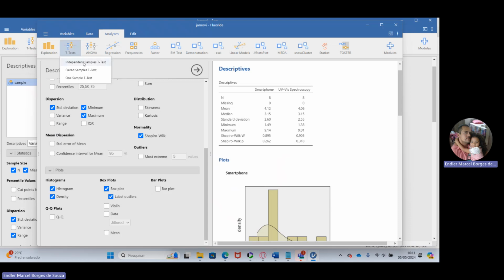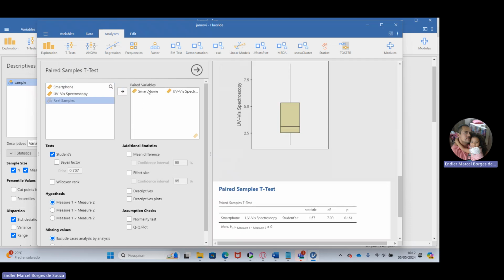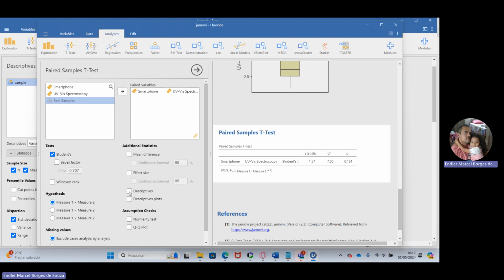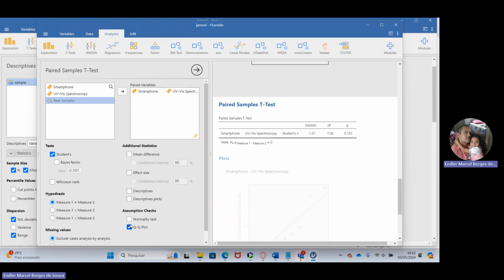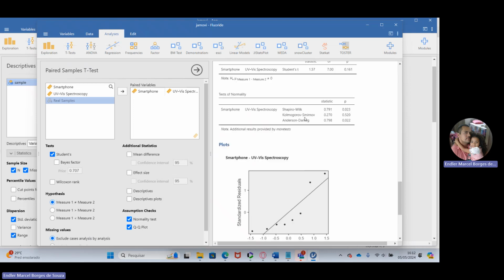We are going to T-Tests. We are going to Paired Samples T-Test, and we select the required variables. We have the proposed method and the reference method. We can do some checks before doing the statistical tests. We can go, for example, to Q-Q plots and normality tests. We can see a deviation from normality. And the Shapiro-Wilk test and Anderson-Darling test said that the data was not normally distributed.